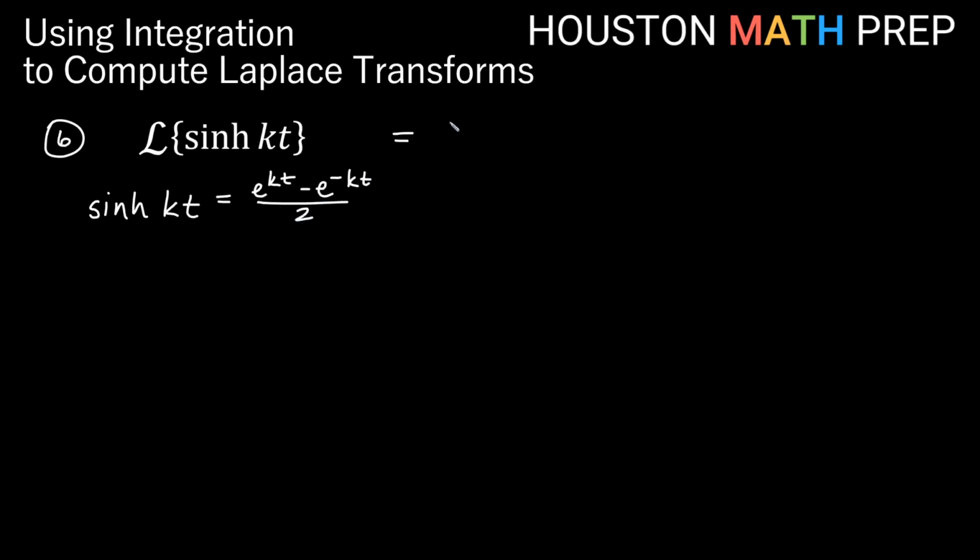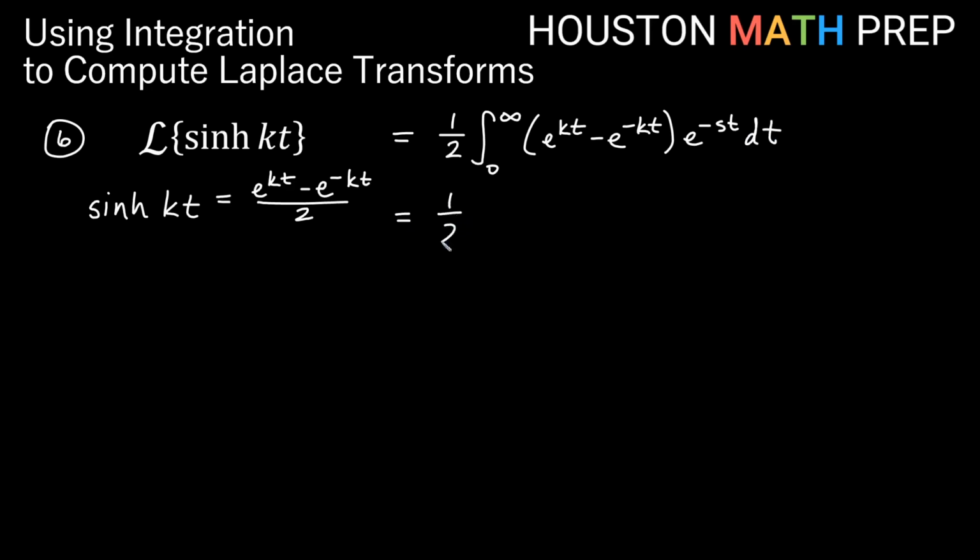I have an over 2, so I'm going to bump that 1/2 out in front of my integral. So I have 1/2 integral 0 to infinity, and then it will be e to the kt minus e to the negative kt, times e to the negative st dt. This looks nice because now we can use properties of exponents, I bet.